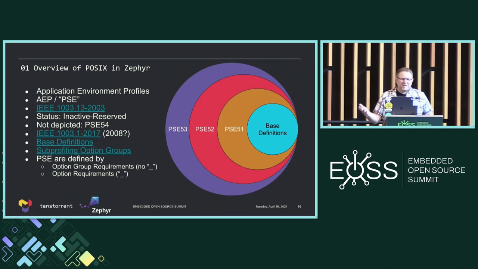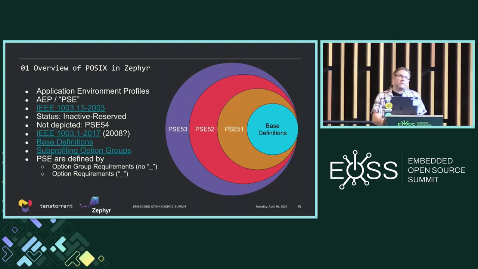One of the topics that we have to discuss, just because it's probably not as familiar to many people, is this concept of application environment profiles. Effectively, we have this nice Venn diagram that's fully concentric, which is great. So at the bottom, we have the base definitions. Actually, that should be updated to system interfaces. My mistake, I'll fix that on the slide. Above that, we have PSE5.1. Above that is PSE5.2, and then PSE5.3. There's also a PSE5.4, which is for effectively a multi-purpose real-time system, like a Linux desktop, for example.